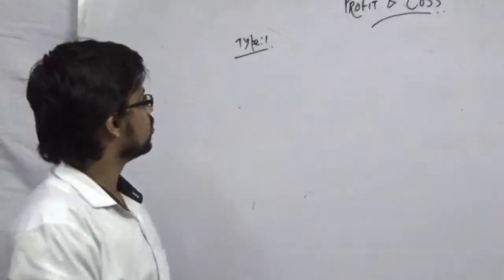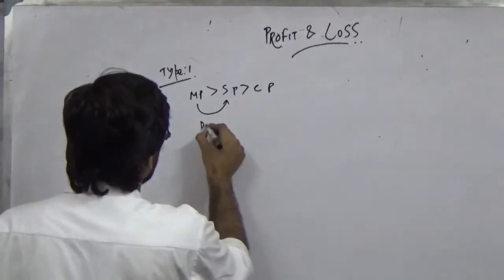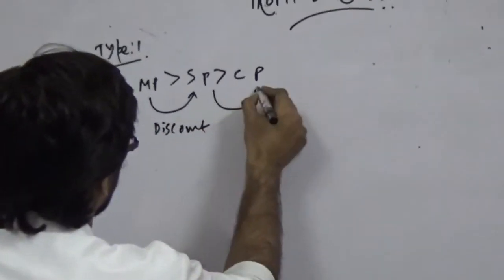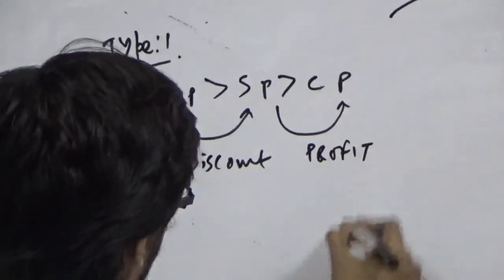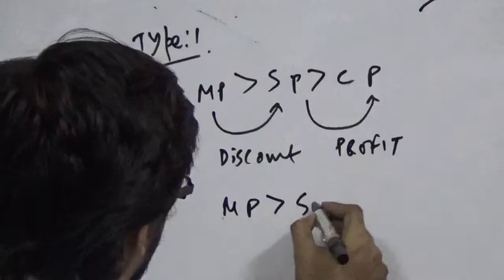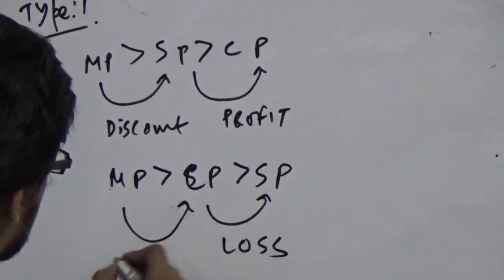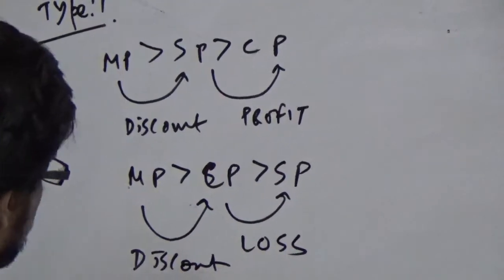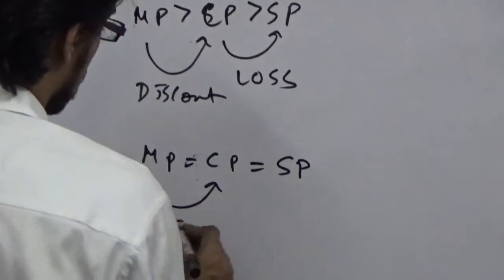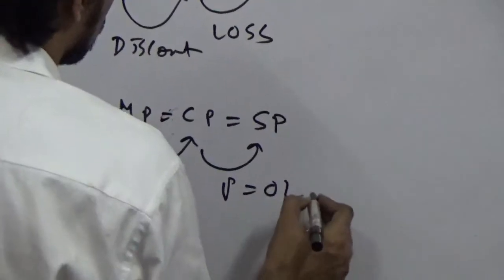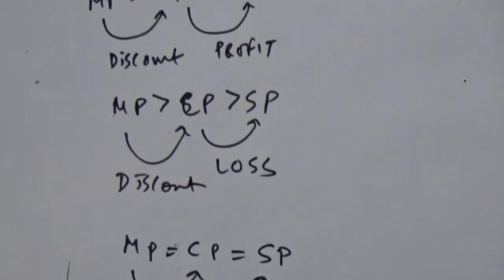In general we know that SP is greater than CP and MP is greater than this. From here to here is discount, and here to here we get profit. But if MP is greater than CP, which is greater than SP, then this to this is loss, and this to this is discount. Or another case is MP equal to CP equal to SP. Discount equals 0, profit equals 0, loss equals 0. So this is the basic scenario of the structure we will be following in the forthcoming time.